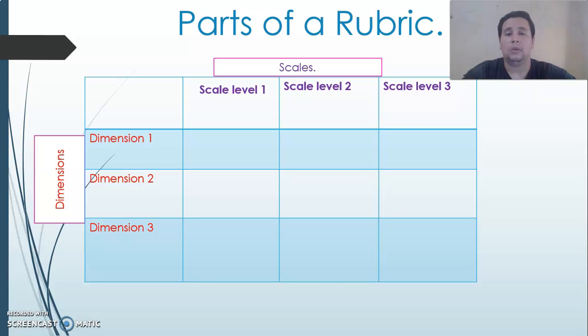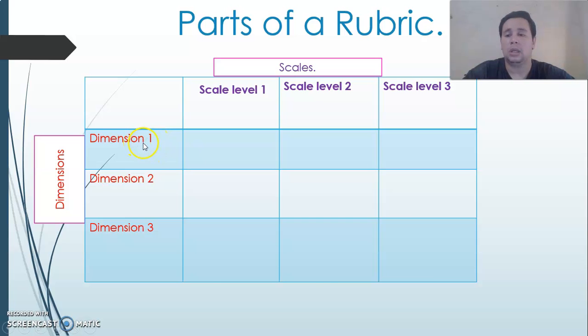Okay, usually a scoring rubric has two parts. First we have the dimensions, and then we have the scales. For the dimensions, we can consider the assessment criteria that we want to use, depending on the assessment activity.